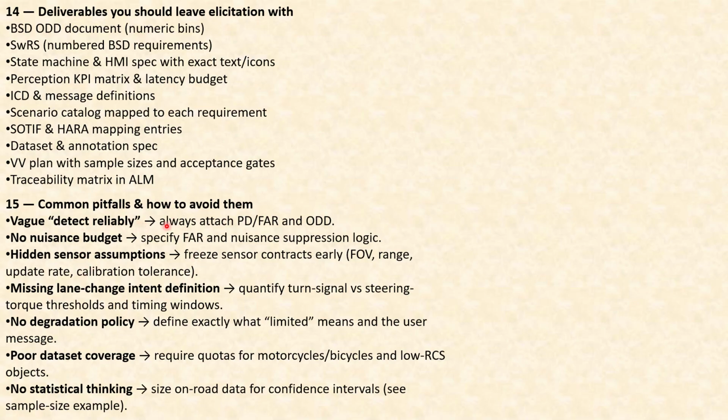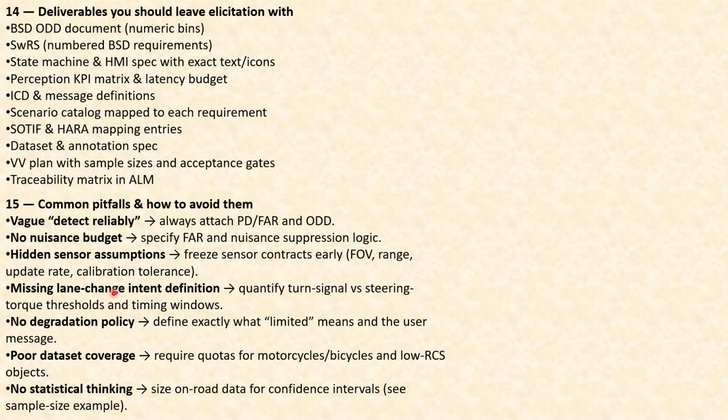Now talking about the common pitfalls and how to avoid them, you must be very thorough. First, vague detect reliability. Always attach a PD and FAR and ODD. There should also be no nuisance budget, so specify FAR nuisance suppression logic. Next is hidden sensor assumptions. There should never be any convenient assumptions about the field of view, range, range update rate, or calibration tolerance.